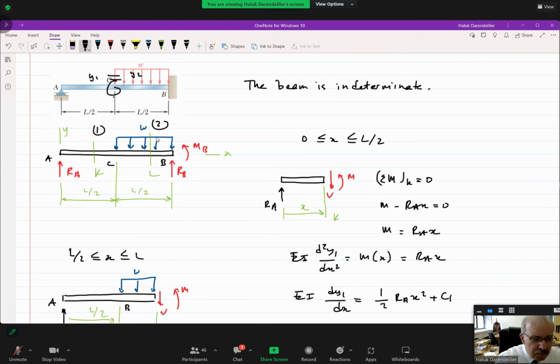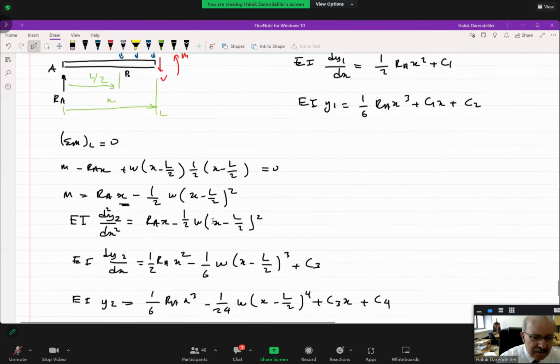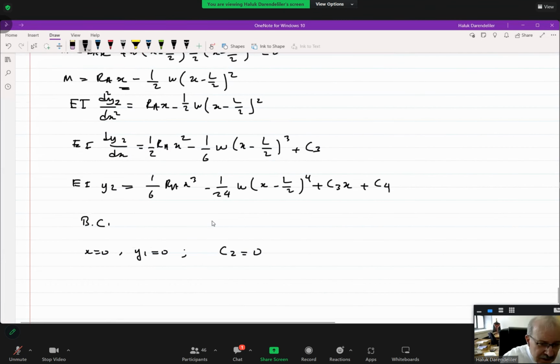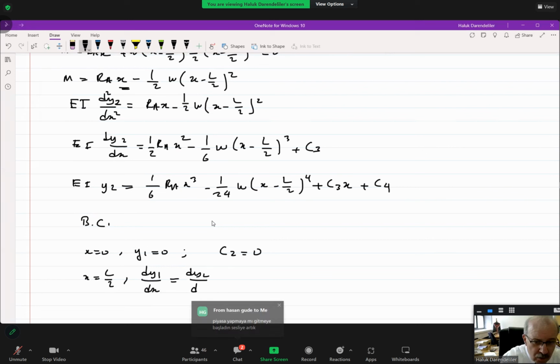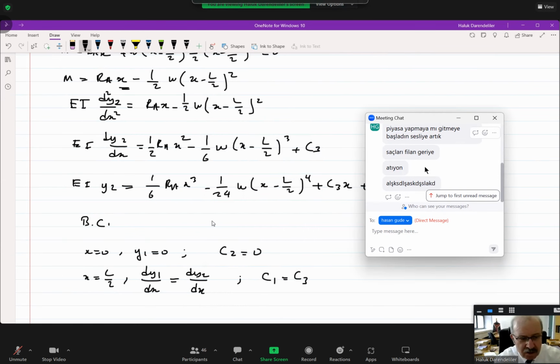a continuous body. So we can say that when x is equal to L over 2, the slopes dy1 over dx should be equal to dy2 over dx. Why? There is a rigid continuous body and they should deform accordingly. When you put these derivatives and equate to each other, you will see that what you obtain is C1 is equal to C3. Therefore, this boundary condition gives you that these two constants must be equal to each other.